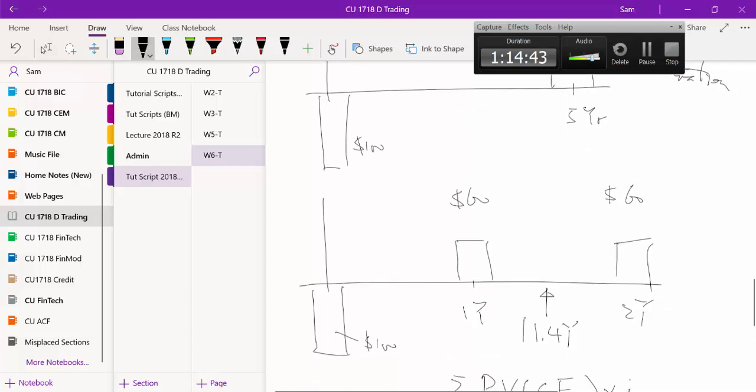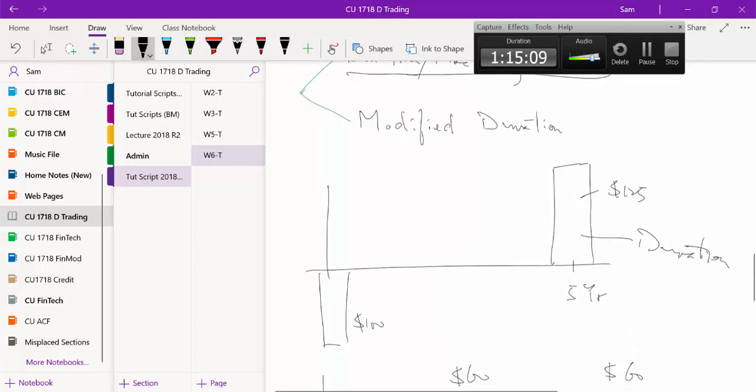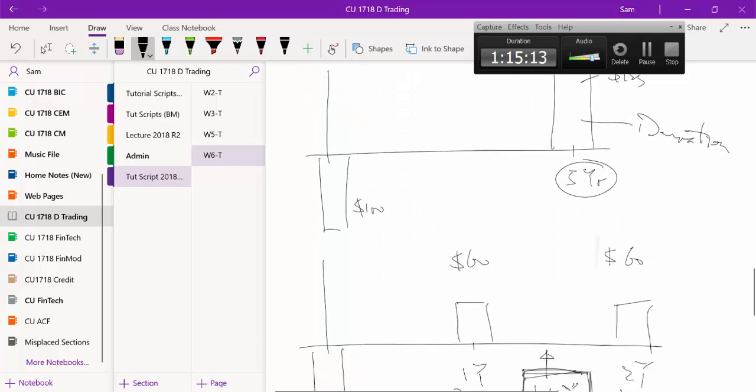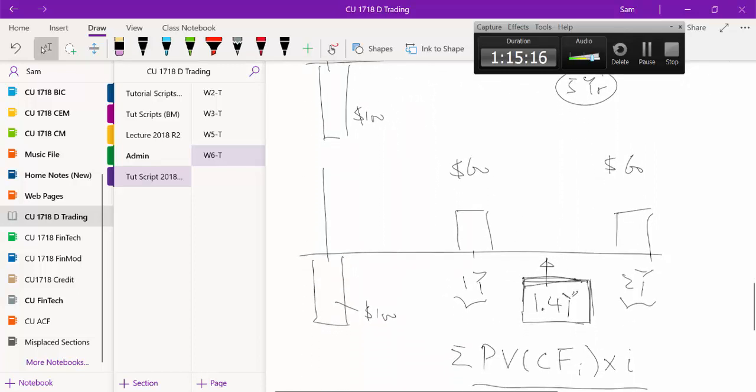Duration kind of tells me, just on average, how long it takes for me to get my money back. Now you're going to be wondering, but Sam, it takes 2 years. And I'll say to you, no, it doesn't. Some money comes back in 1 year. Some comes back in 2 years. So on average, it kind of takes me 1.4 years. Now here, there's no question, it's 5 years because you only got one payment. But when you have two payments and someone asks you how long it takes to get your money back, you can't say 2 years and you can't say 1 year. It is that kind of a concept that I like to think of.